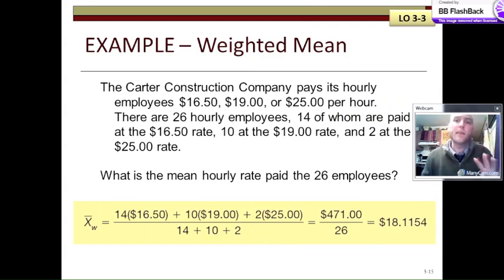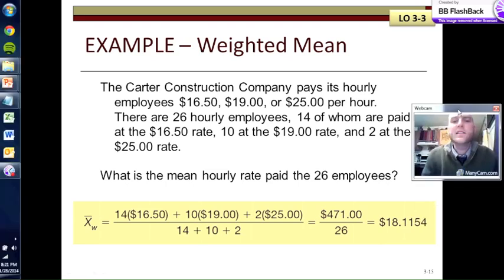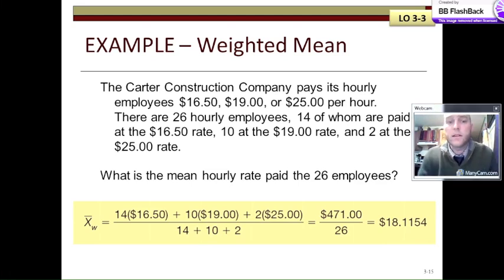The fourth example of central tendency is an extension of the arithmetic mean that we call the weighted mean. Here's an example. The Carter Construction Company pays its hourly employees $16.50, $19, and $25 per hour. There are 26 hourly employees, 14 of whom get that $16.50, 10 who get $19, and 2 who get $25. So what is the mean hourly rate paid to the 26 employees?